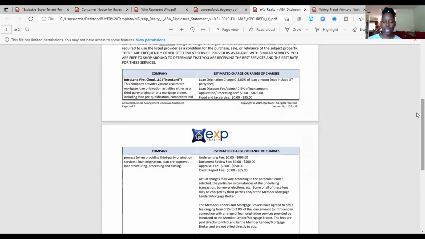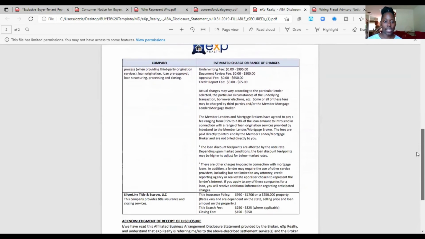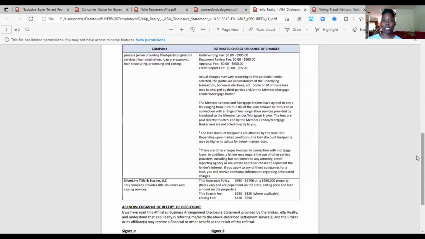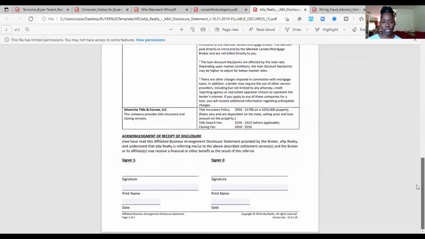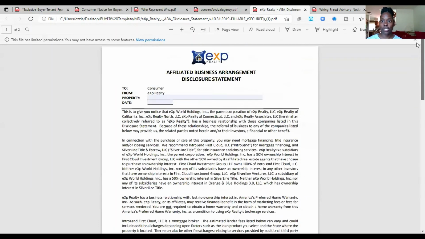Intro Lending First Class is a mortgage service provider, and then we have a title company here, Silverline Title and Escrow Company. It gets into the estimated charges, the ranges of the charges, and the services that they provide. And then you acknowledge receipt of this disclosure, that I did share this with you. We did discuss, we did talk about it. If you have questions anytime throughout our journey as I represent you as an agent, please feel free to ask. Please feel comfortable asking. I will do my best to get you the answer, so please trust that I will do my best to get you an answer to your questions.